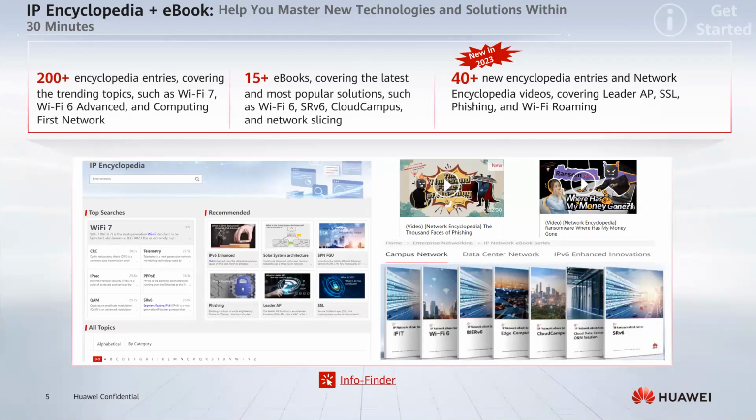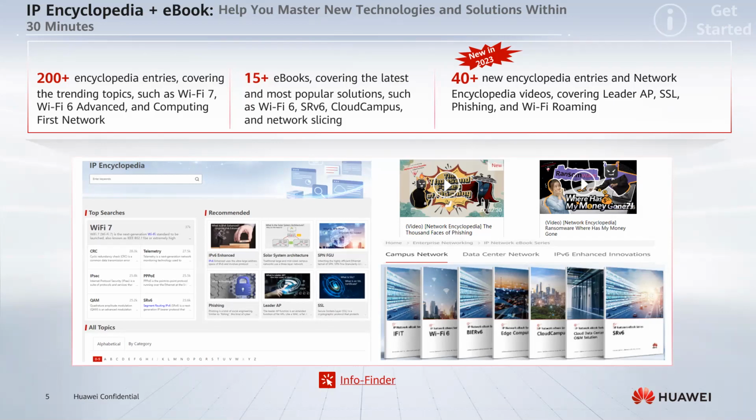Currently, we have got more than 200 encyclopedia entries covering trending topics such as Wi-Fi 7, Wi-Fi 6 Advanced, and Computing First Network. Besides, we've got more than 15 ebooks covering the latest and most popular solutions such as Wi-Fi 6, SRv6, Cloud Campus, and Network Slicing.